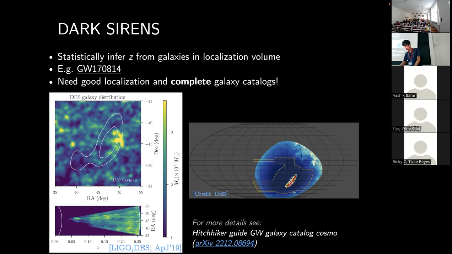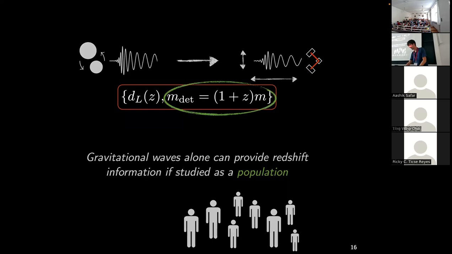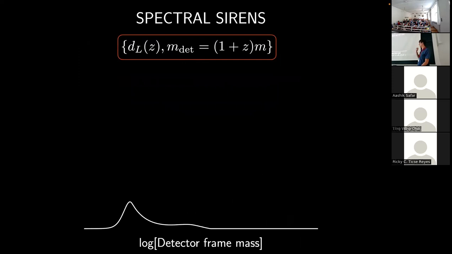Okay, so the last method that I wanted to highlight of how you can obtain redshift information is that gravitational waves themselves individually don't include redshift information, but when you study them collectively, there are ways in which you can get some information. And this is what we call spectral sirens. The basic idea goes as follows. At the end, our detectors are getting signals. We are counting the number of signals with different masses at different distances. So this could be locally, distances closer than 100 megaparsecs, you are counting how many events you get and you make a histogram.